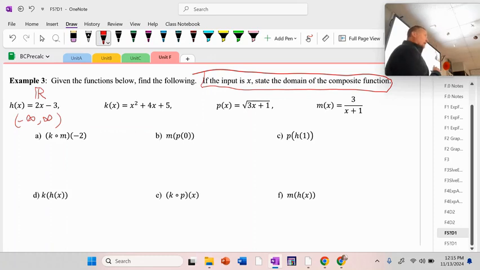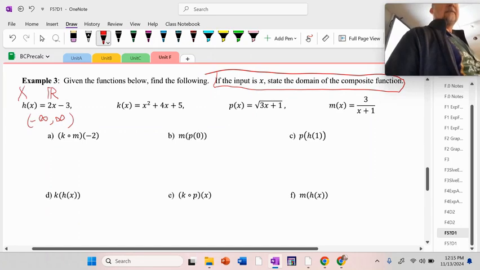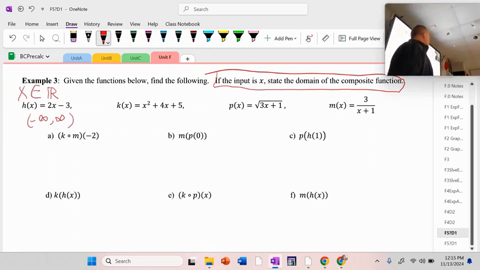Double-lined R. That's really the notation: x ∈ ℝ. That's x is an element of the real numbers. How many people is this the first time you've seen that? No? Okay, I tricked you.